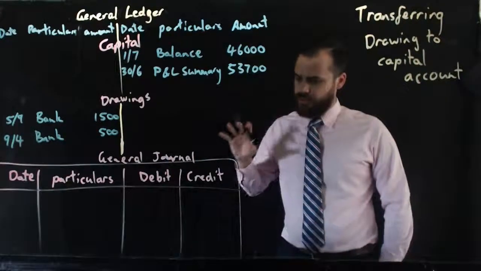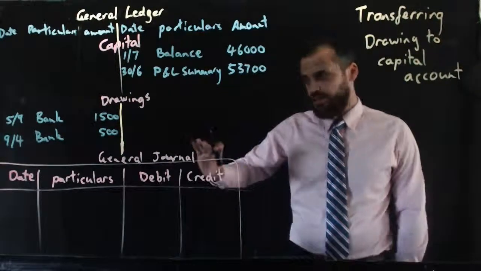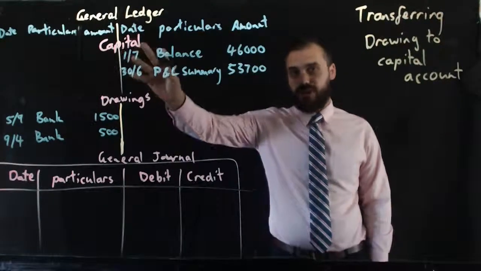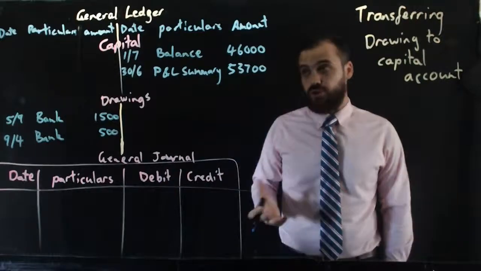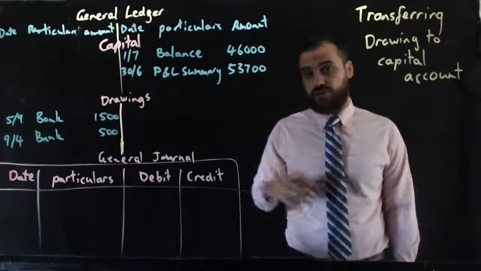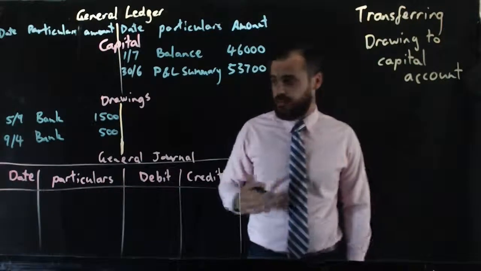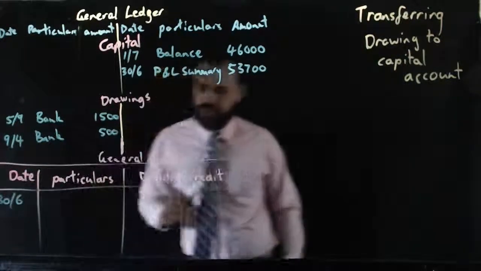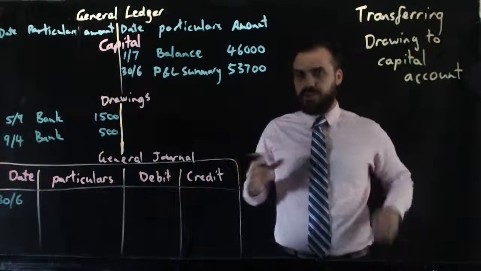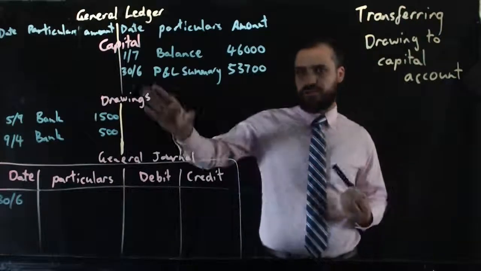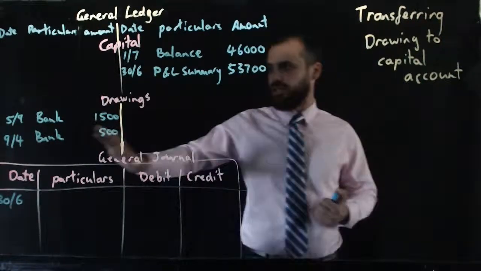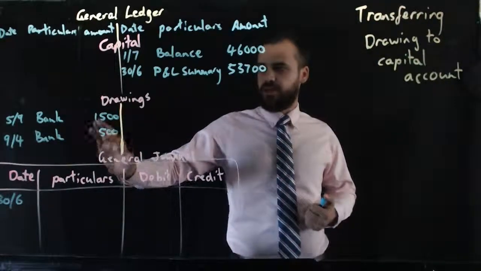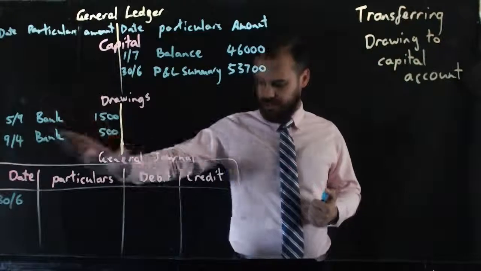All right, so we've got our general journal here. Now, we're going to transfer the drawings to the capital on the 30th of June, because that's when all of these transfers and closing transactions happen. So the 30th of June. Now, what do we need to do to the drawings account? The drawings account has $2,000, $1,500 plus $500. It has $2,000 in the debit side.